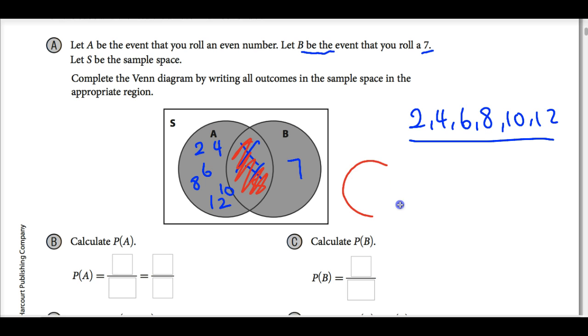In other words, if we were to draw it again, it's kind of like separate. A would be here and B would be here. Number 7 and 2, 4, 6, 8, 10, 12. And that's what that means.